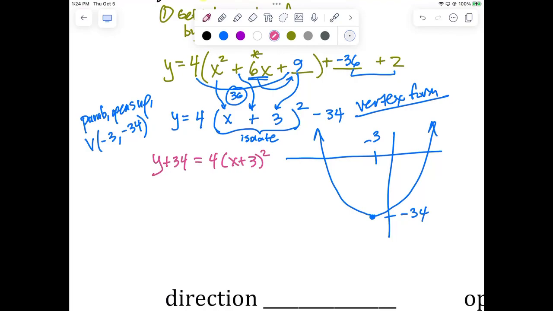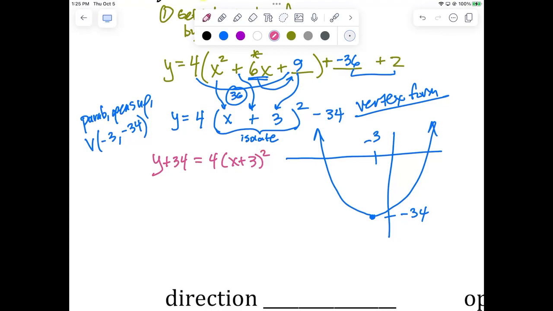Now I've got to get rid of the 4. How do I get rid of the 4 if it's currently being multiplied? Divide. Now, if I divide the right side by 4, it divides out and goes away, but I would end up with (y plus 34) divided by 4 on the left side. And I don't want it to be the whole thing divided by 4. So I'm going to do it a different way.